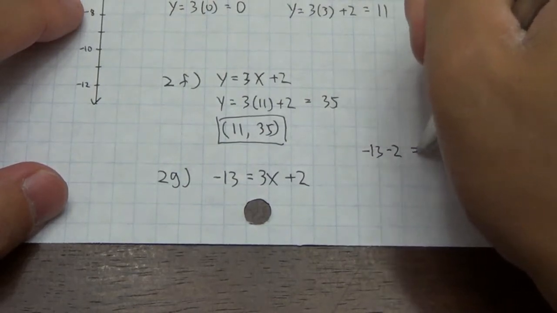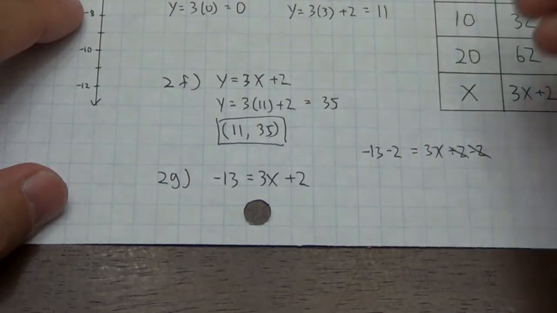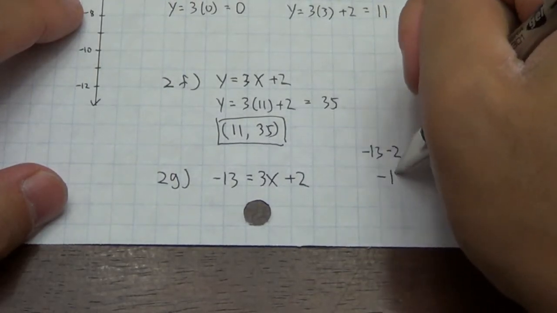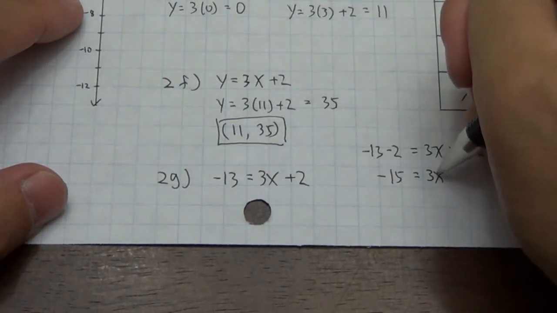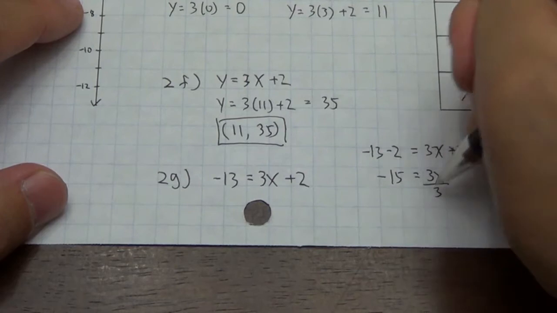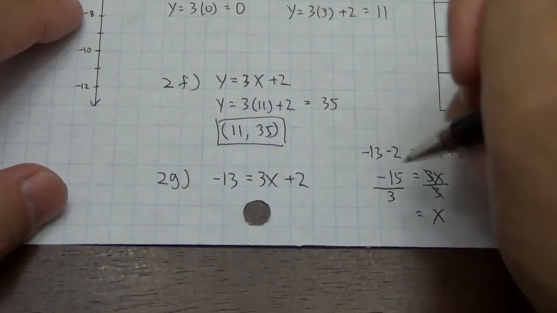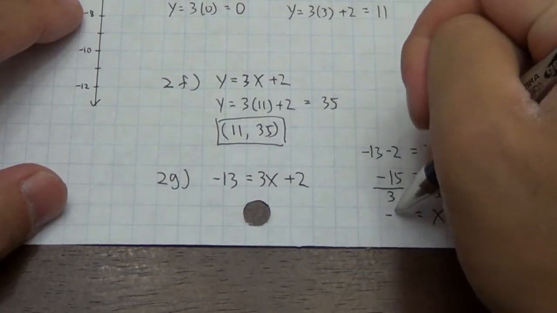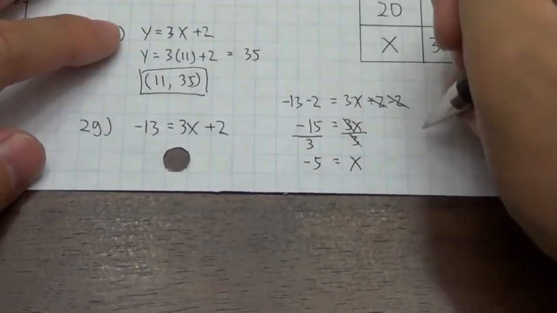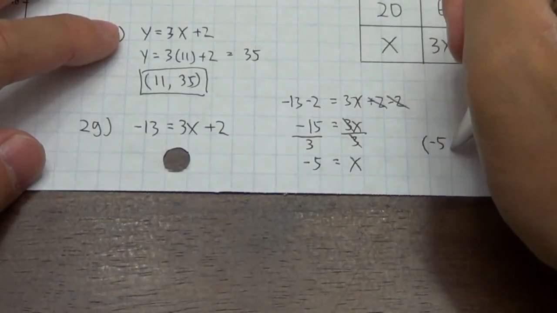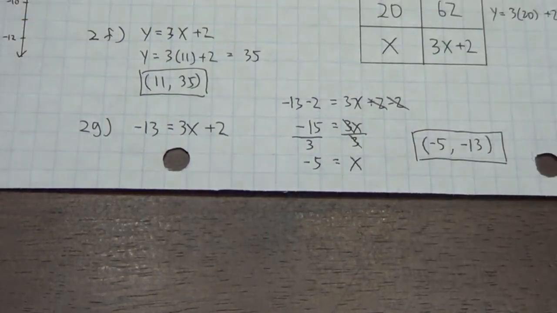-13 minus 2, because we want to subtract 2 from both sides. That will cancel that out. I'm left with -15 equals 3 times x. And now to get rid of the times x, I can just divide both sides by 3. These will cancel out. I'm left with negative 15 divided by 3, which is negative 5. Put that into coordinate form: (-5, -13). That's our answer for 2G.